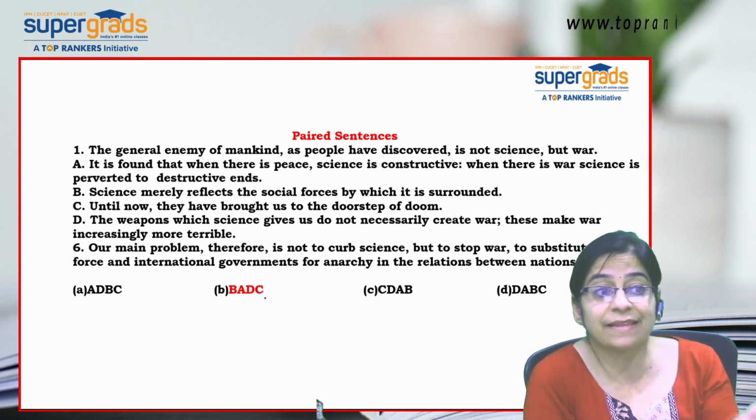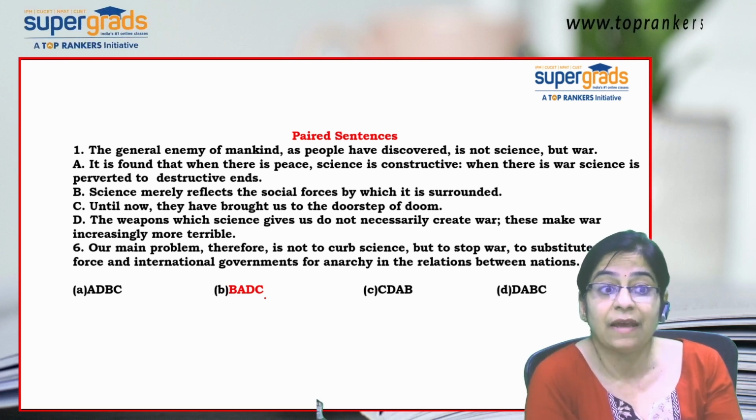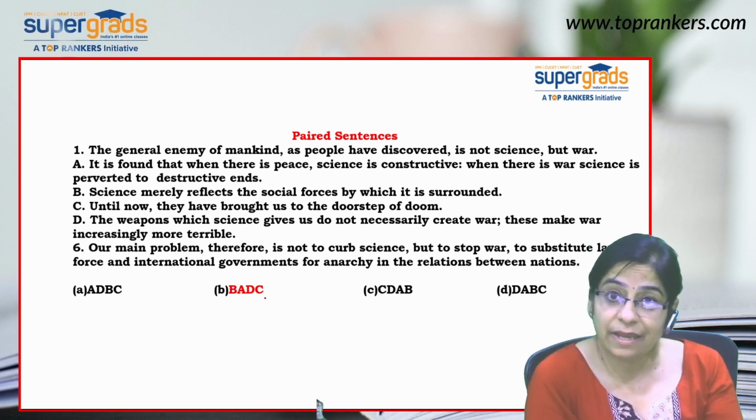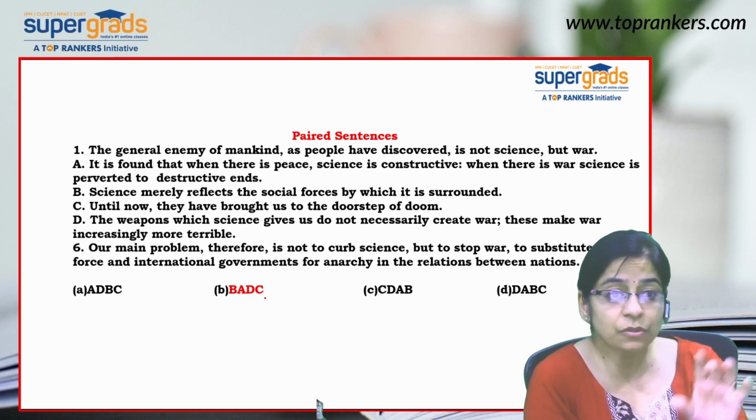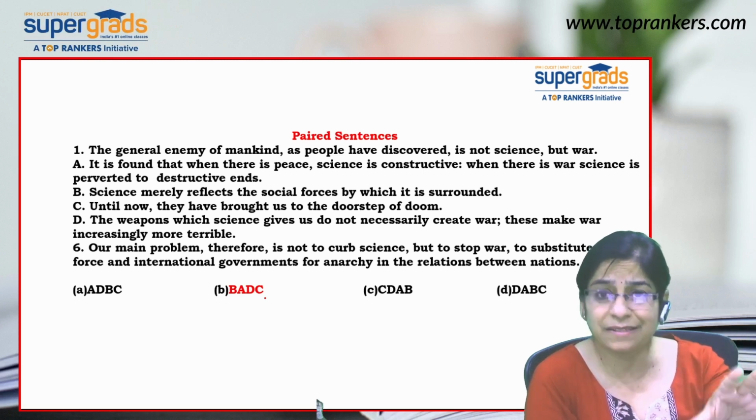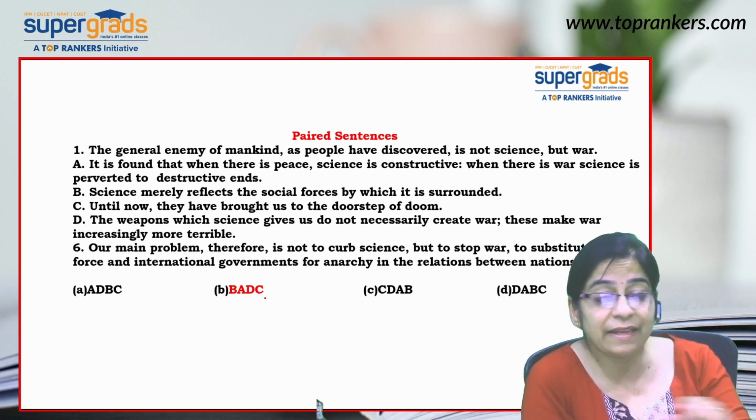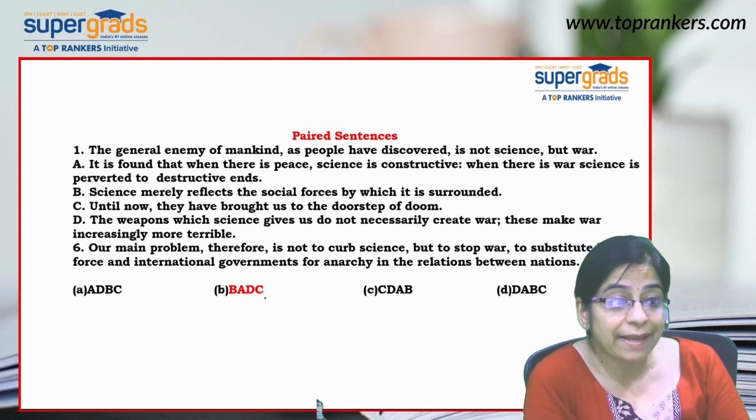So we say that the general enemy of mankind, as people have discovered, is not science but war. So they say that science is not the general enemy of mankind. Then if I put B after it, science merely reflects the social forces by which it is surrounded.